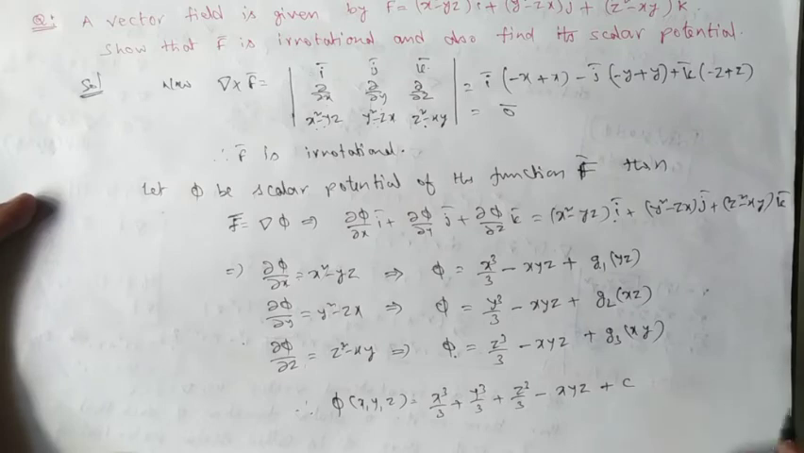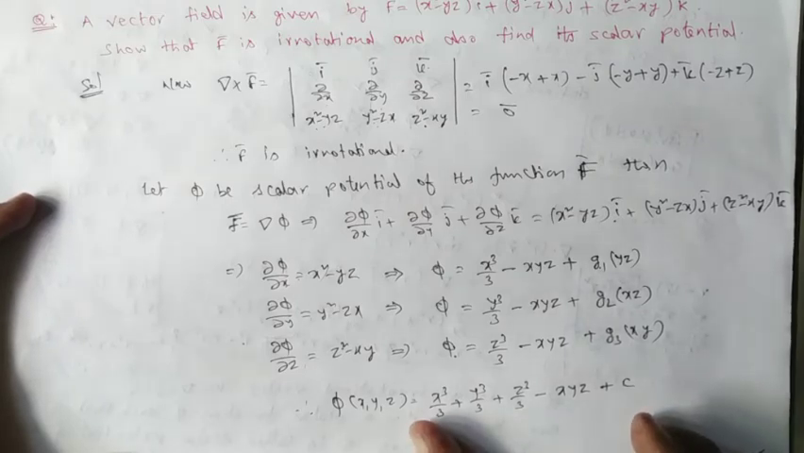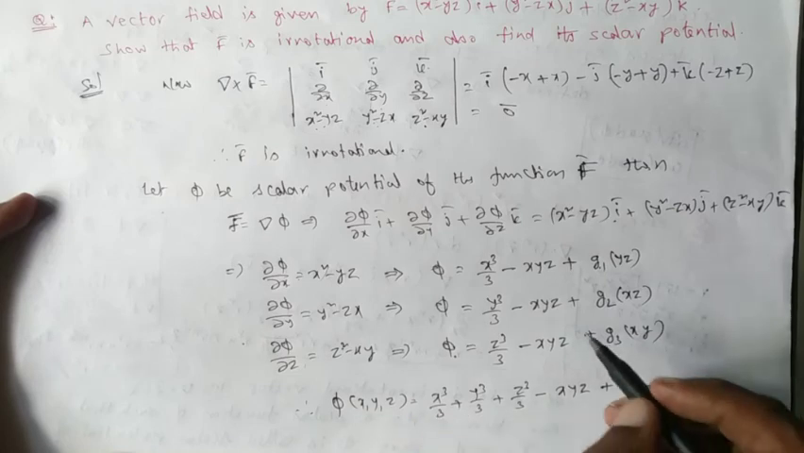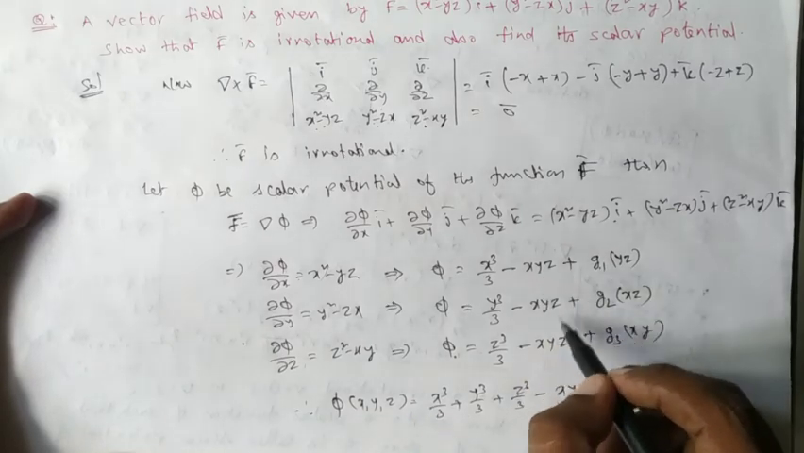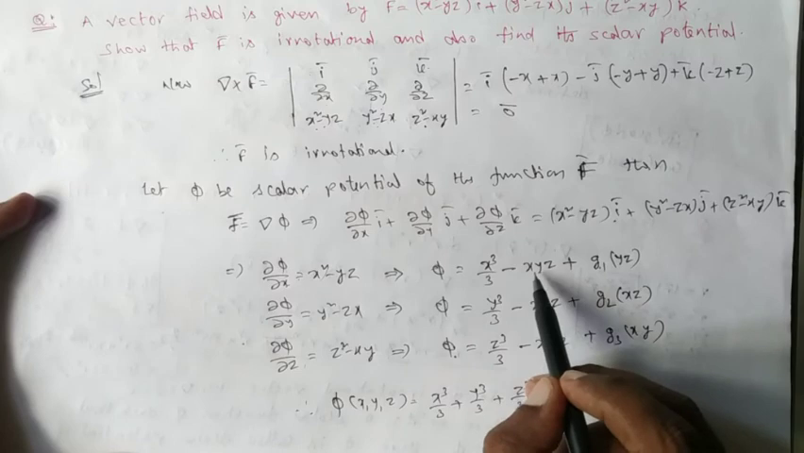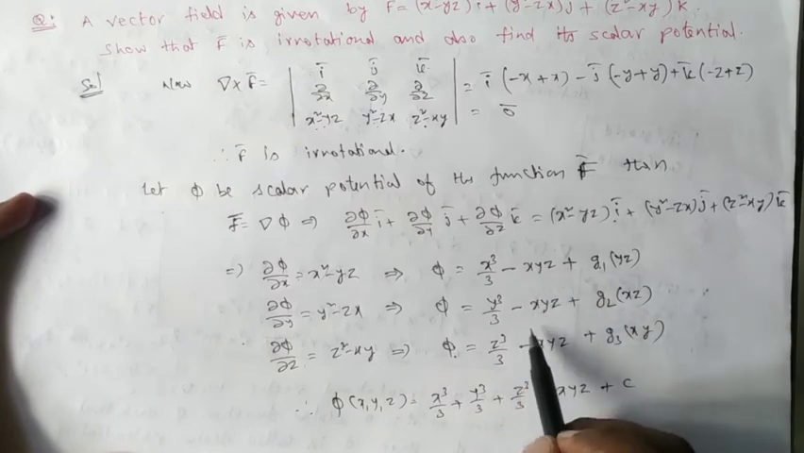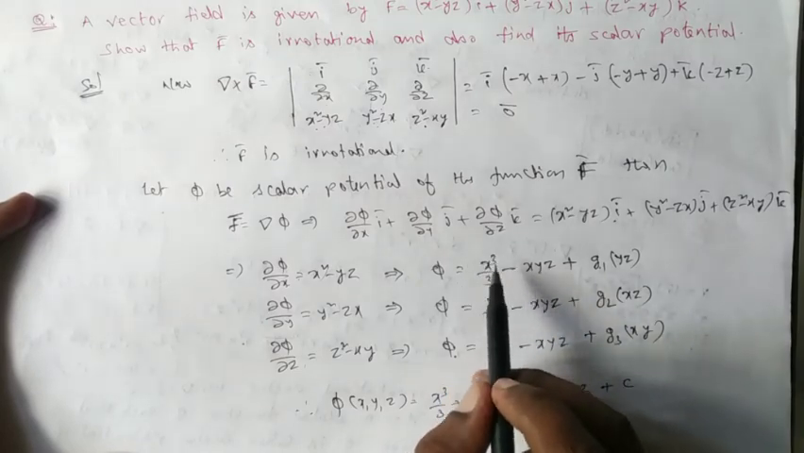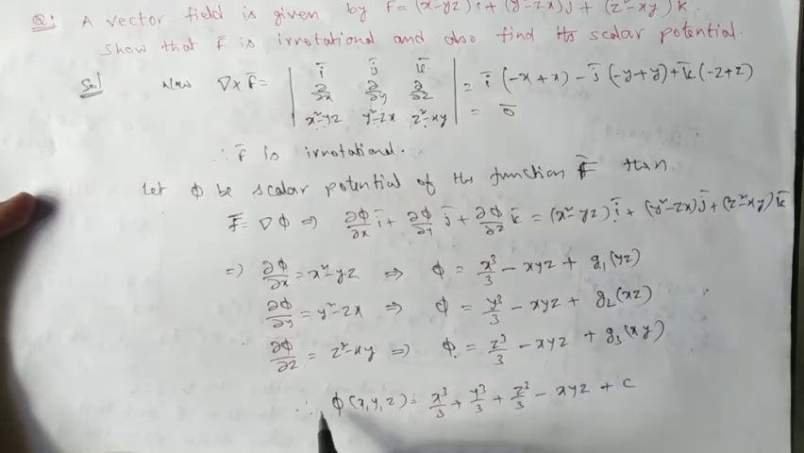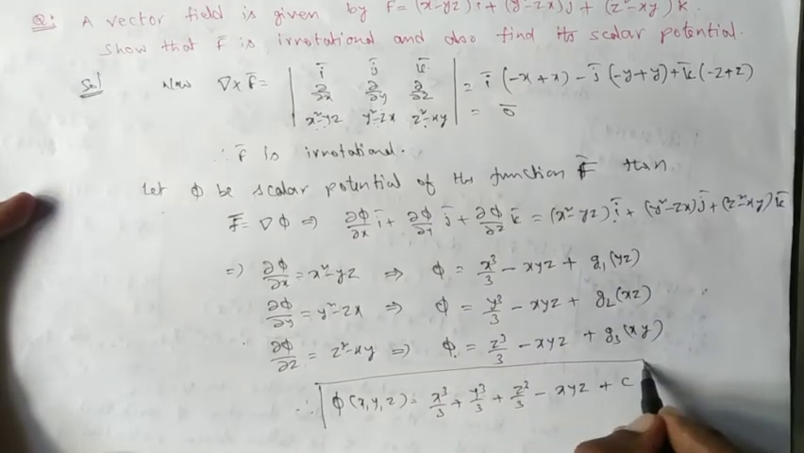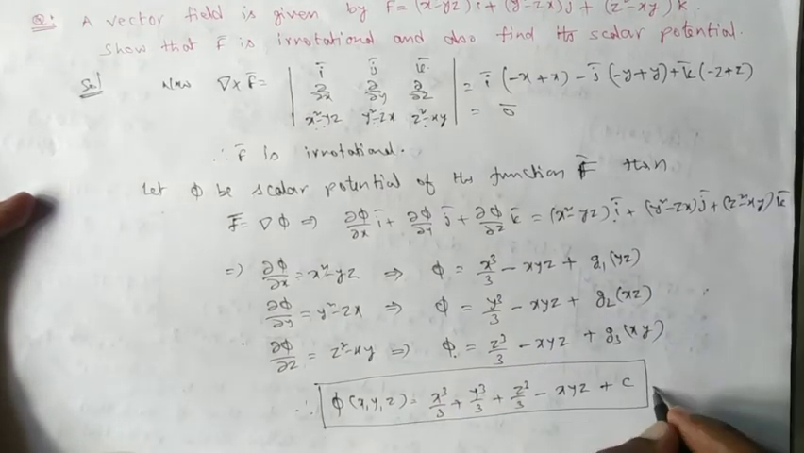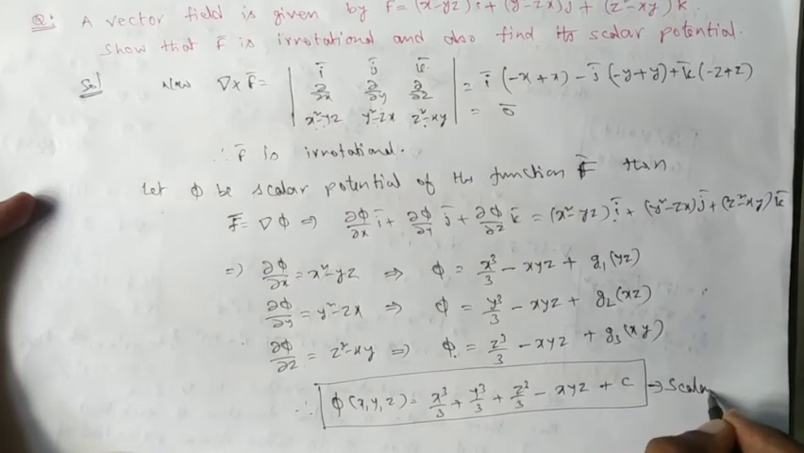and some constant, whether you mention this constant or not, it doesn't matter at all, but this is our scalar potential. When three variables are there, it repeats three times. If two variables are involved, it is repeated two times. If only one variable is there, it appears only one time in our function. By that logic, we can easily identify our pi of x, y, z. This is our required scalar potential.